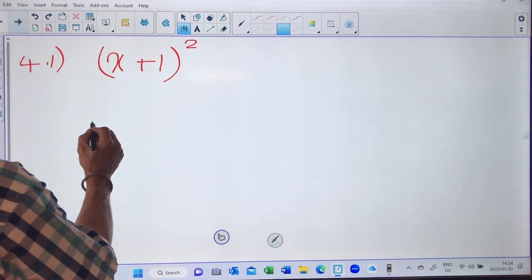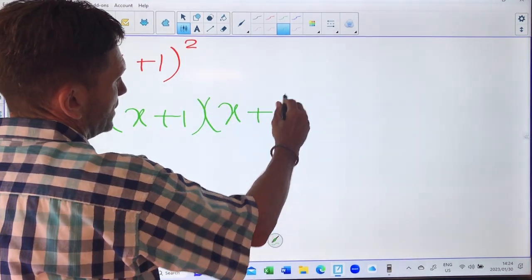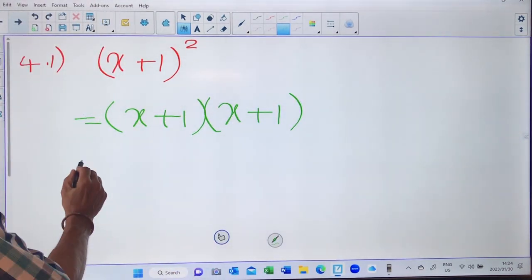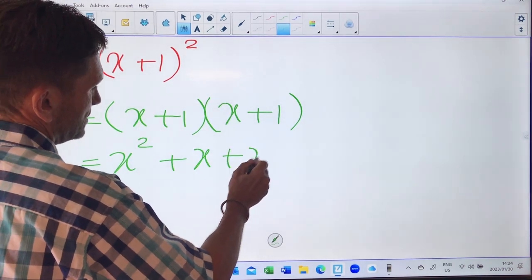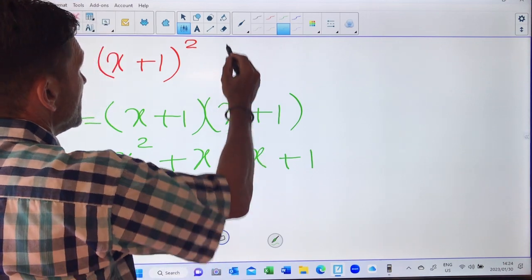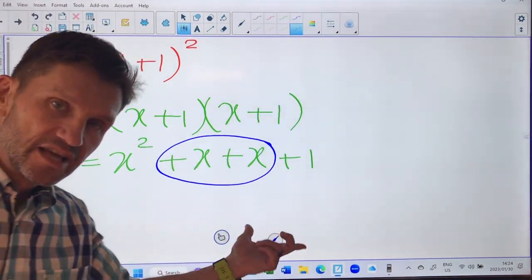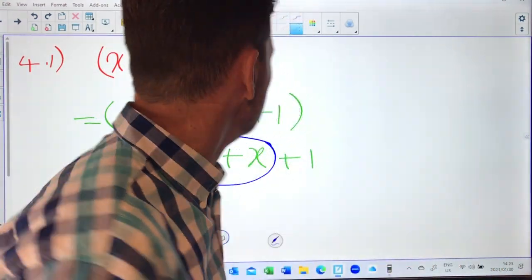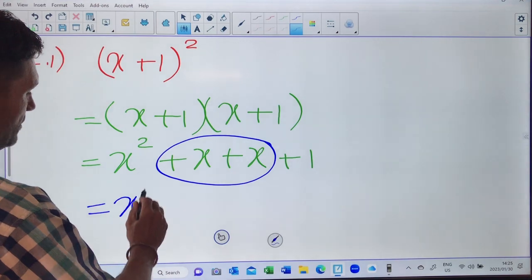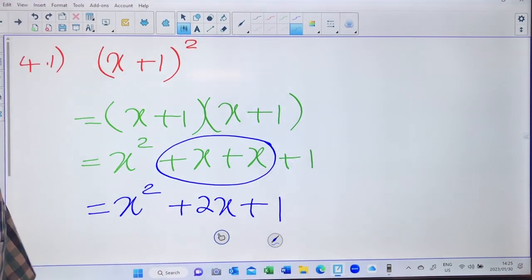Then to this one, you messed this one up. Remember to write out the brackets twice. And then we do that multiplication. So x squared plus x plus x plus 1. These two are like terms again, but now they're not additive inverses. That means that if you add them together, they don't add up to 0. And this will give me x squared, x plus x is 2x, plus 1.